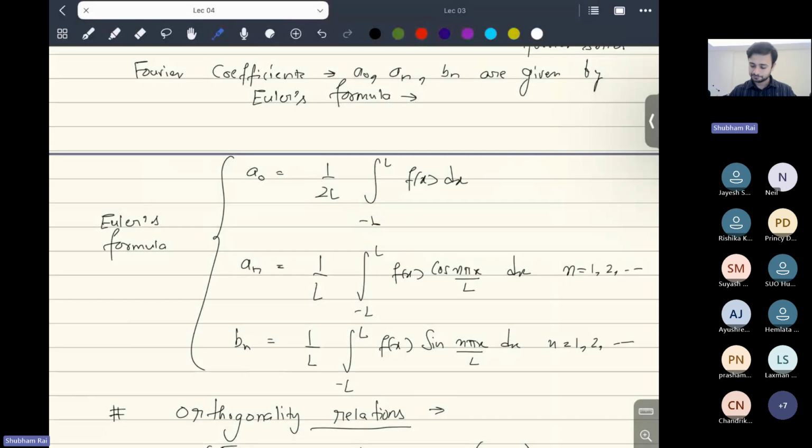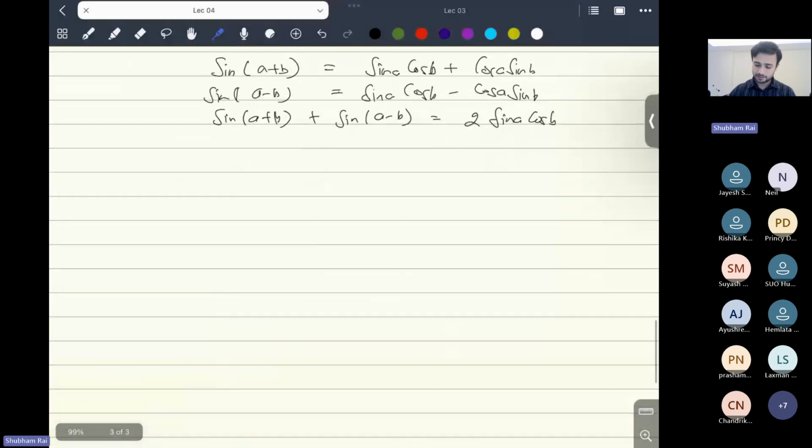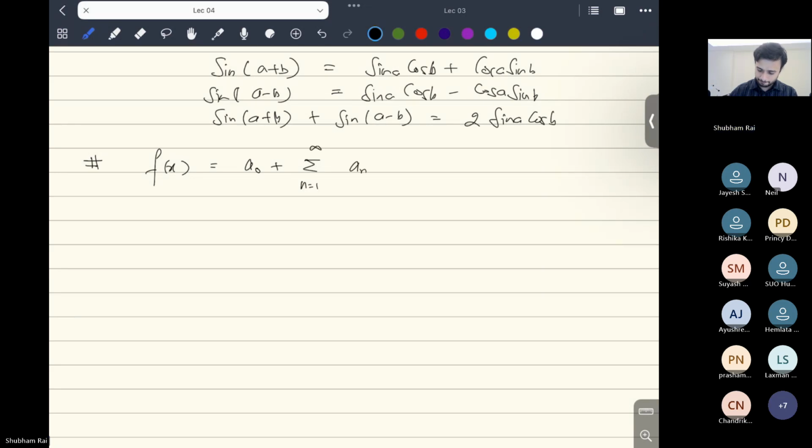So let's do that. Finally, let me just write the Fourier series again. So this was our Fourier series: f of x is equal to a0 plus the sum from n equal to 1 to infinity of an cosine of n pi x by L plus bn sine of n pi x by L. Please stop me in between if you have any doubts, okay?